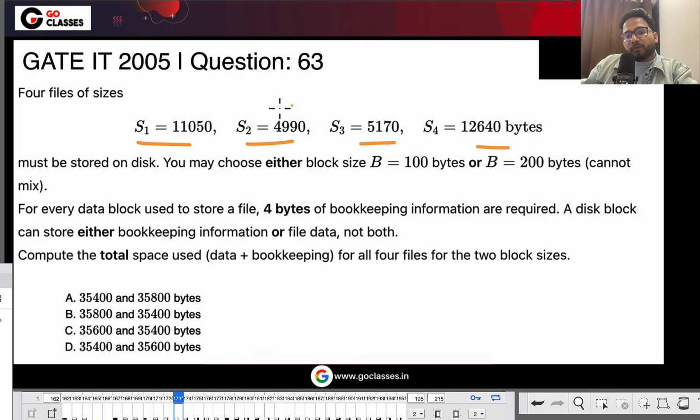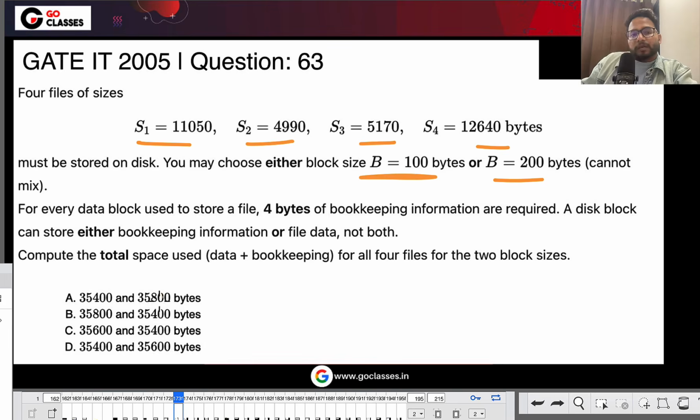They're saying that to store the four files on the disk, you can either choose the block size to be 100 or 200 bytes, but not mix. It's not possible to use 100 for one file and 200 for another, or to mix 100 and 200 within one file. For every data block there are 4 bytes of bookkeeping information that we need. The disk block can either store bookkeeping or the real file.